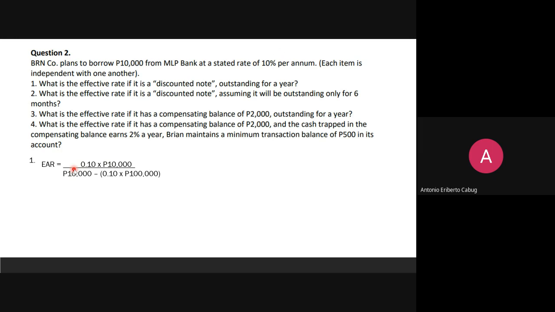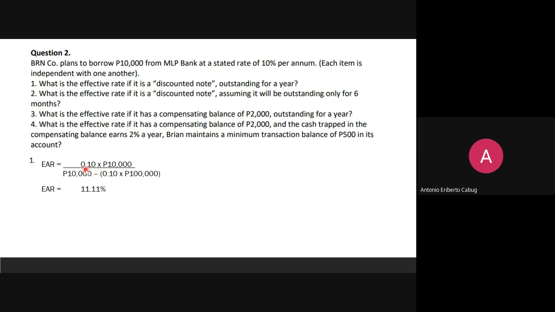Ang problema, hindi mo na mahawakan yung interest dahil ikakaltas na agad yung interest. The interest is deductible already at the beginning. So, hindi mo natanggap yung buong 10K, kinaltasan na agad ng 1K. So, that's 1,000 divided by 9,000. Very good. Indeed, it's 11.11%. Okay? It's 11.11%.